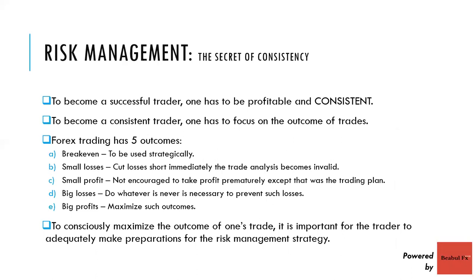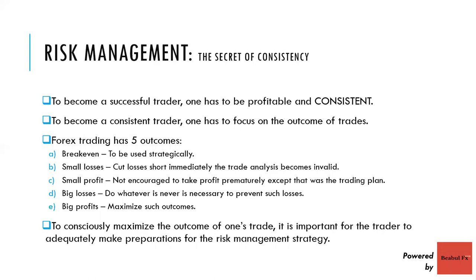All right. So risk management, the secret of consistency. To become a successful trader, you need to be profitable and you need to be consistent. Now, if you have a trading analysis system that gives you 60% accuracy, you are already a profitable trader. But for you to be a consistent trader, you need to focus on the outcome of your trades. Okay? What does it mean to focus on the outcome of your trade? You need to look at what results you're getting for every trade you place. Okay? And there are 5 different outcomes in Forex.